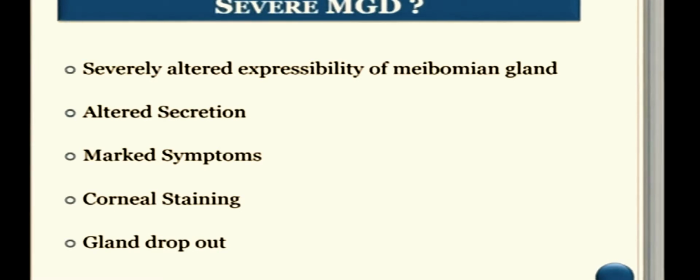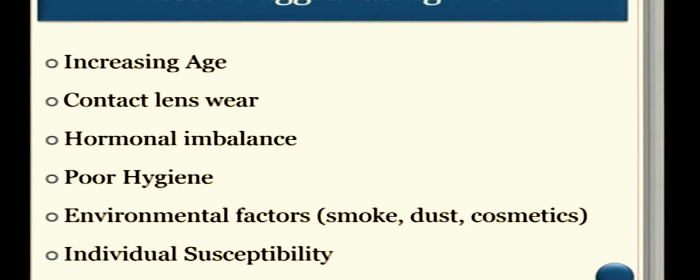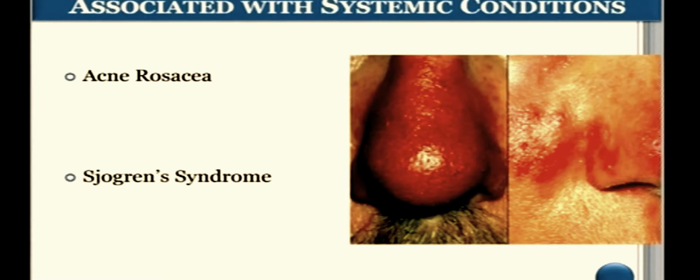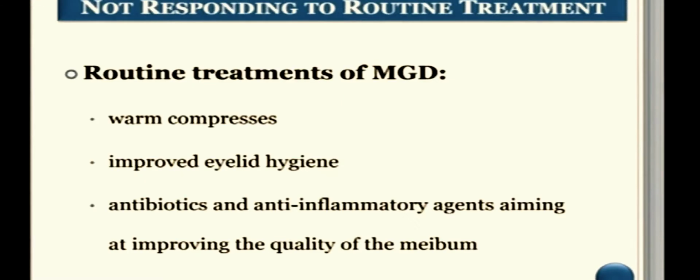And then when you examine the glands by meibography, you see that the glands drop out, and the patient has increasing symptoms. These things are more often seen in an old individual coming to your OPD, and invariably many of these individuals have this MGD. So increasing age is a factor. Of course, contact lens wear, hormonal imbalance, particularly in females. Poor hygiene is very important. And of course, environmental factors are coming up very fast these days, and people are knowing about it, that these are causing problems. And of course, individual susceptibility is an issue. Acne rosacea is another important cause of severe MGD.